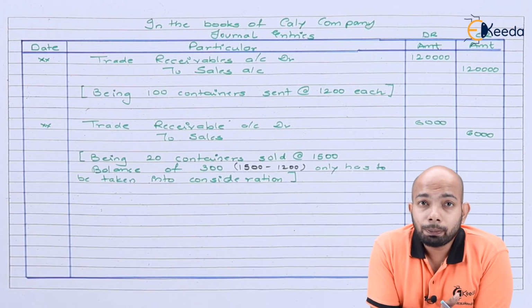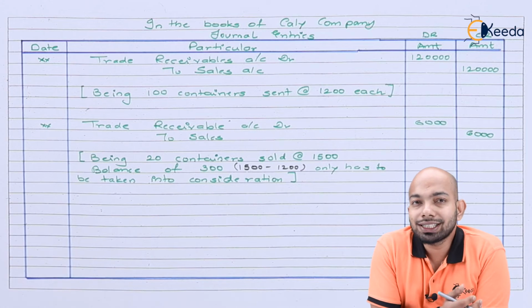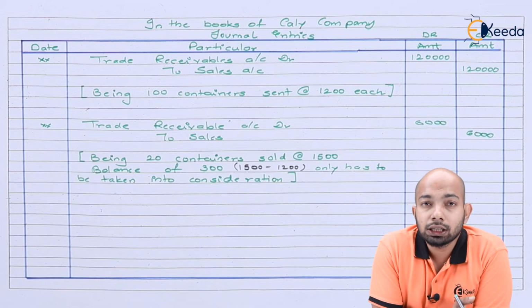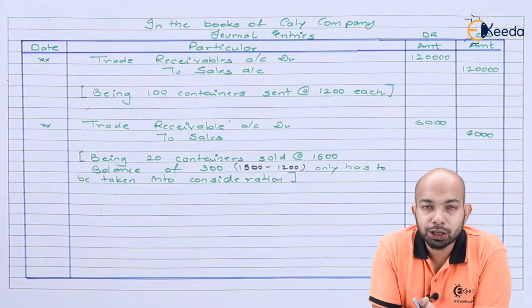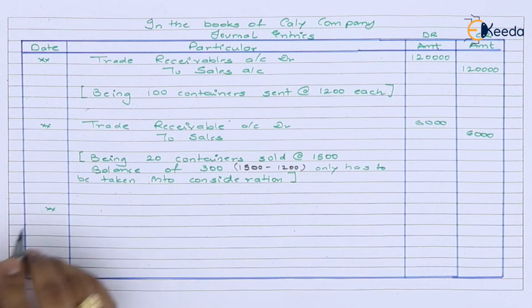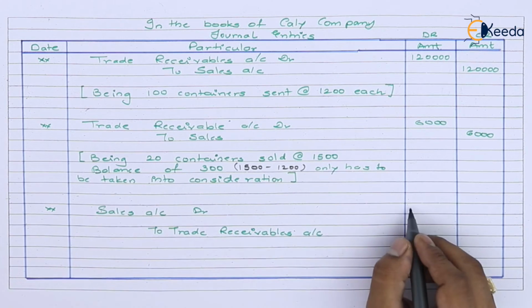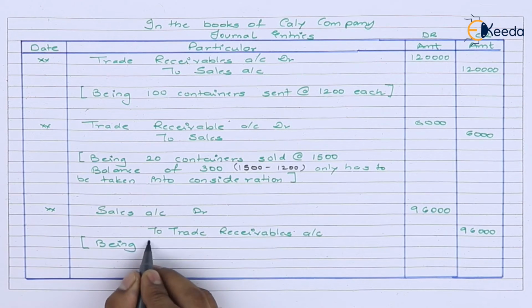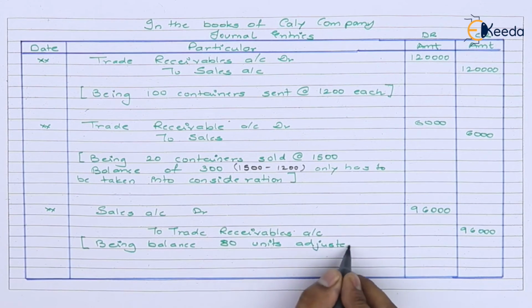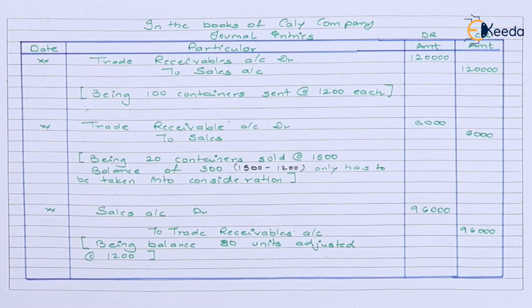Now the next entry that we will be passing here is the reversal entry. That means whatever stock is supposed to come back to us, or the closing stock, because there is nothing else to mention here. So let's pass the closing stock entry. The entry that we have passed here is sales account debit to trade receivables. That means 80 units were left with the customer. So the value of those goods is 80 into 1,200, which gives you 96,000.